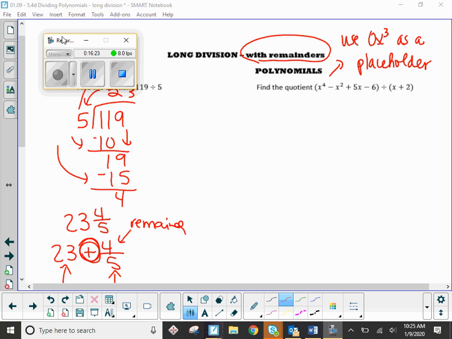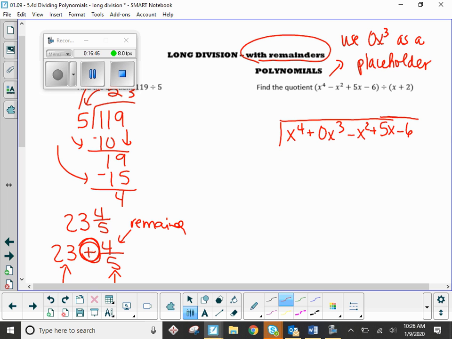Okay. So set up your problem with your, now remember, this problem is going to be like the one you do by yourself and turn in. So we're all on alert, right? We're all paying attention. So the long thing goes inside. Be sure you do your 0x cubed placeholder. And then x plus 2 out front.